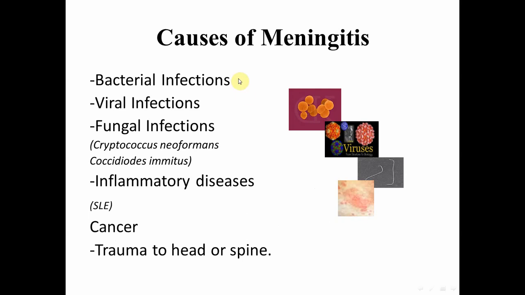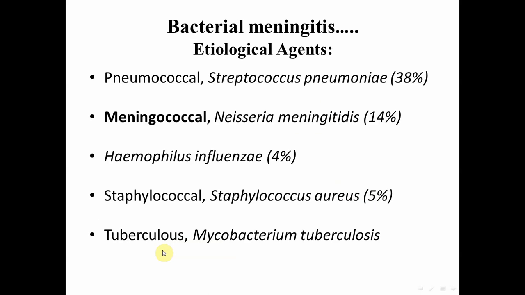What are the causes of meningitis? Either bacterial infection, viral infection, fungal infection, inflammatory diseases of connective tissue such as SLE, cancer, and trauma. The most serious is bacterial meningitis. And from these causative organisms, meningococcal meningitis is the most serious type of bacterial meningitis.